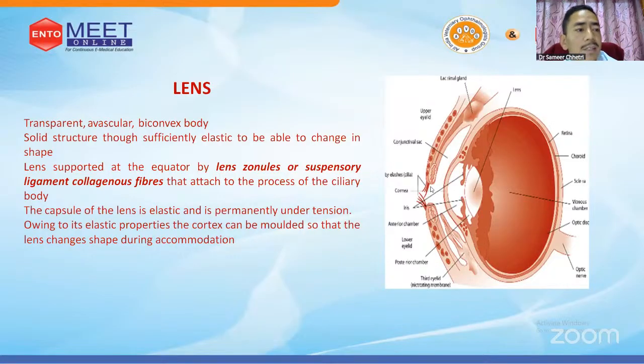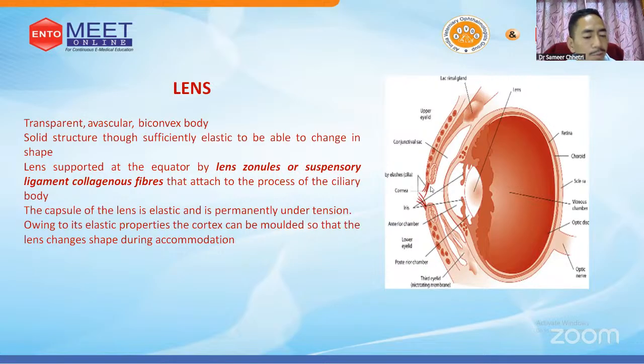Now the lens is a transparent avascular biconvex body. Anteriorly, the lens is in touch with the aqueous humor, and in the posterior portion there is the vitreous body. It's a solid structure though sufficiently elastic to be able to change shape. It's supported by lens zonules or suspensory ligaments, collagenous fibers that attach to the processes of the ciliary body. The capsule of the lens is elastic and is permanently under tension.